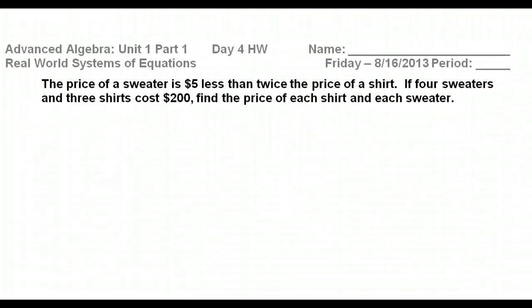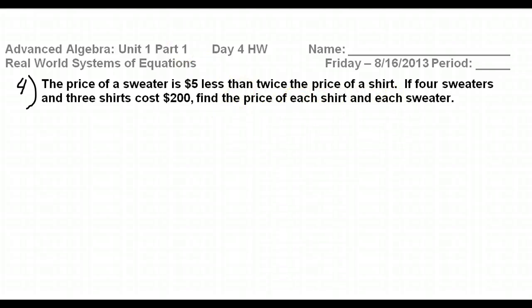This is number 4. Alright, for some reason my numbers keep moving to strange places in the document. Alright, the price of a sweater is $5 less than twice the price of a shirt. If 4 sweaters and 3 shirts cost $200, find the price of each shirt and each sweater.